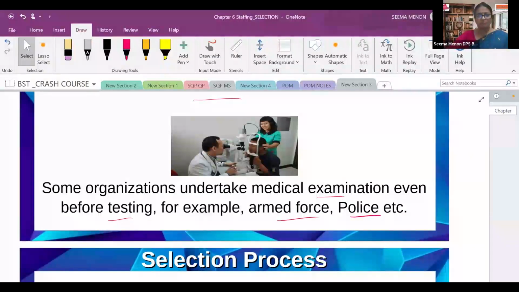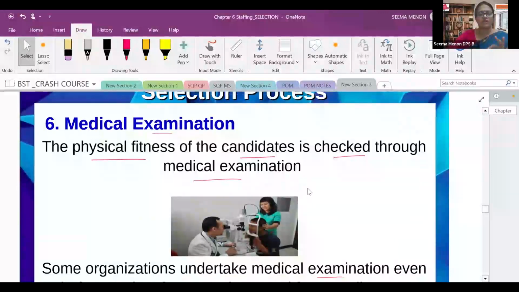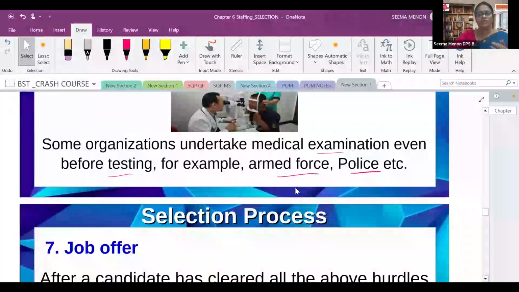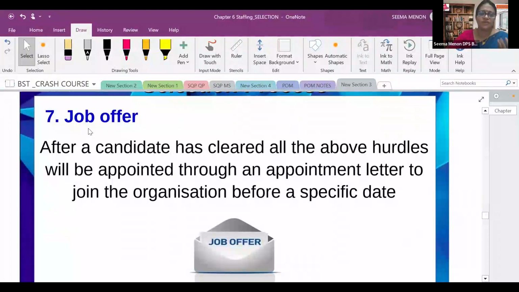Okay. So we are into the sixth point, the sixth step or process, medical examination. The medical fitness certificate should be submitted within the stipulated time limit to the organization. They will be giving 2 weeks, 15 days like that, or 3 weeks, whatever, as per the rules or terms and conditions of the organization. Then comes the seventh process, job offer.